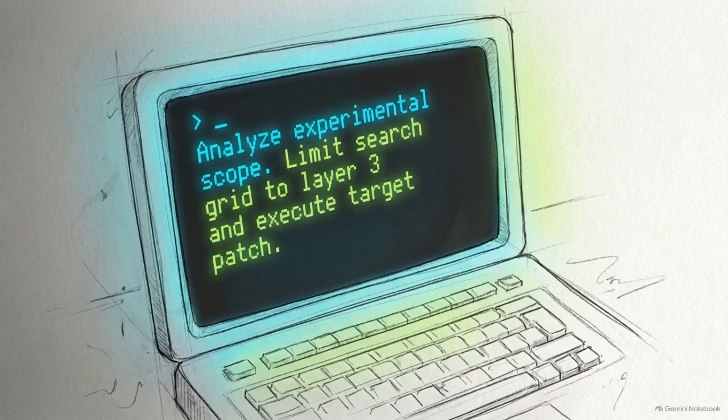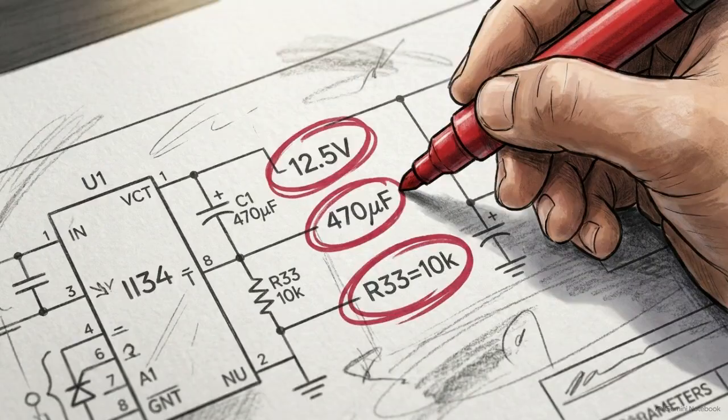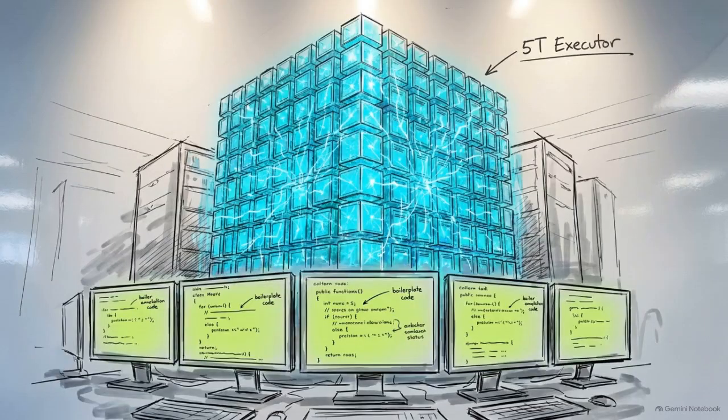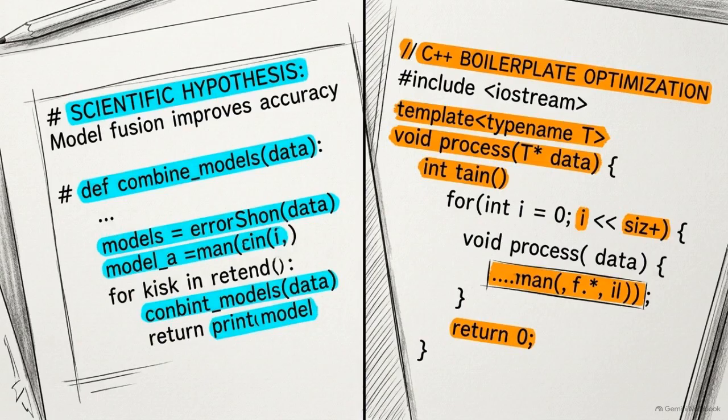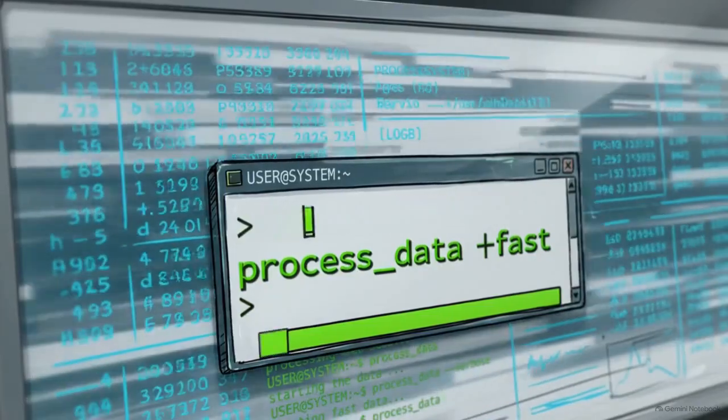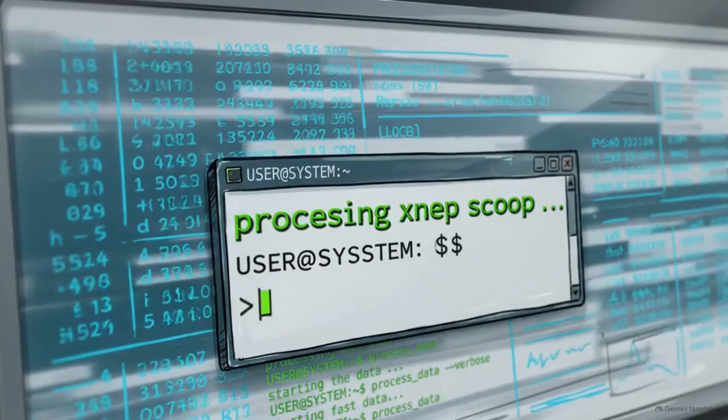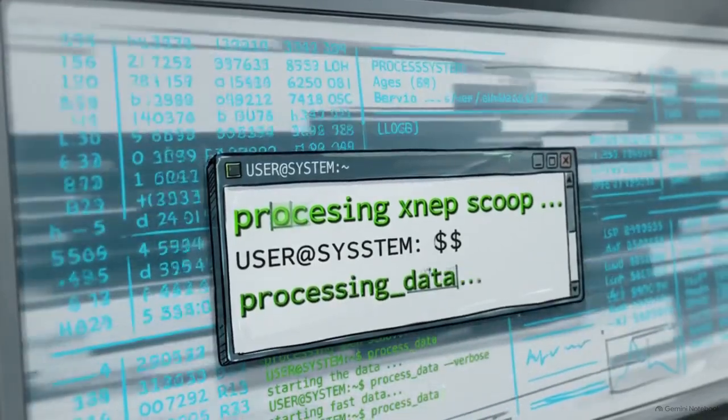This creates a strict division of labor. The 27 billion parameter model acts as the lead researcher. It dictates the logic, scopes the experiments to fit the compute budget, and checks the results. The 5 trillion parameter model acts strictly as the executor. It writes the actual boilerplate code and handles the software engineering implementation. This separation of scientific judgment from software engineering execution allowed the 27B model to direct a 5T model with a measurable performance gain over the larger model alone.